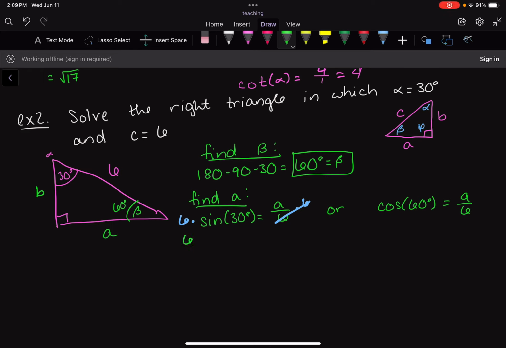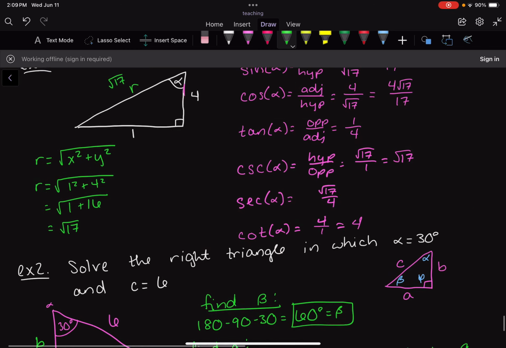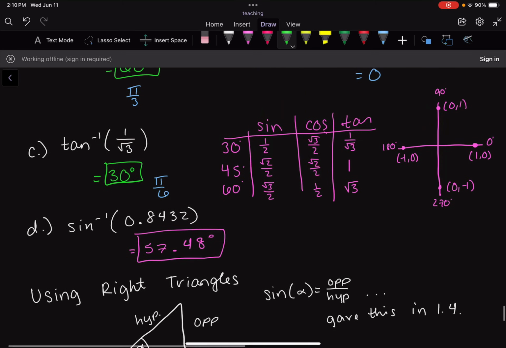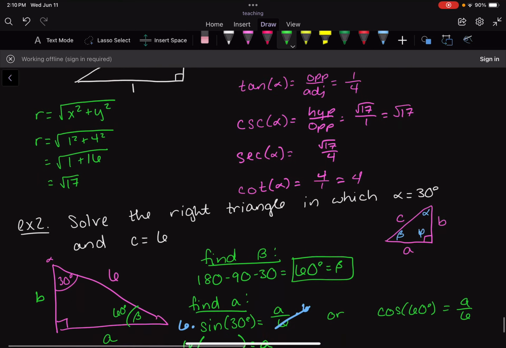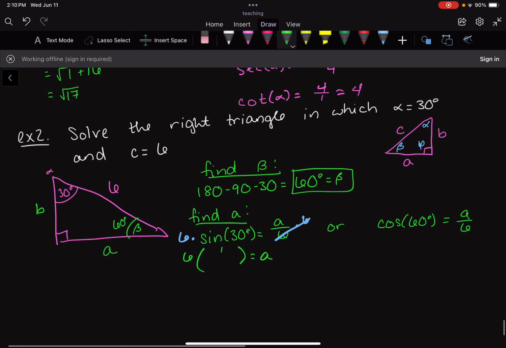So I'm going to multiply by 6 to solve this for A. So I have 6 times sine of 30 degrees. Now this is important. We know what sine of 30 degrees is already. If I come back up to my table that I wrote up here, I have sine 30 degrees is 1/2. So I'm going to plug in 1/2. I get 3 is equal to A.